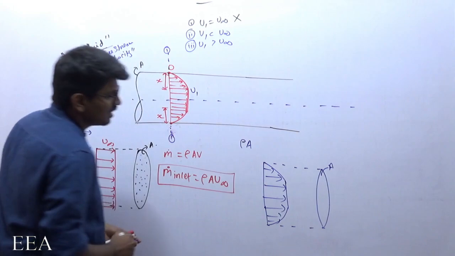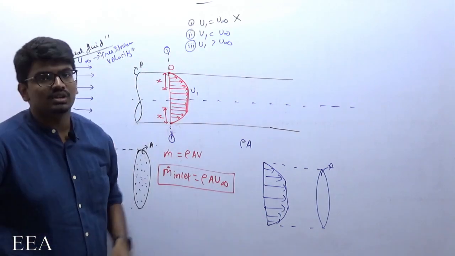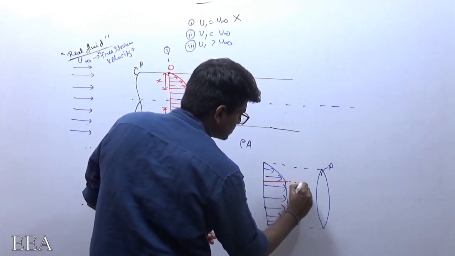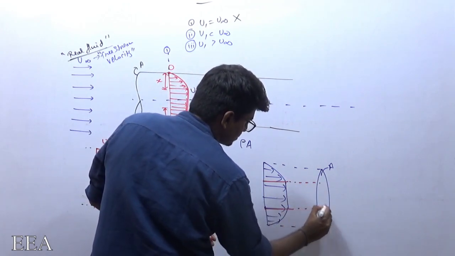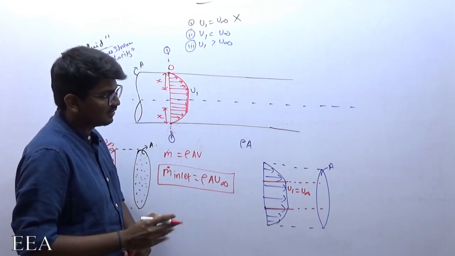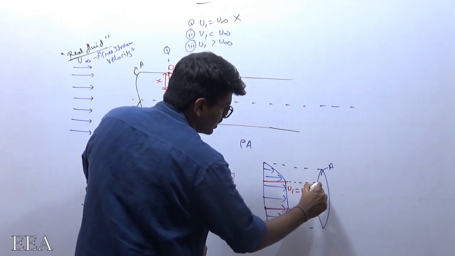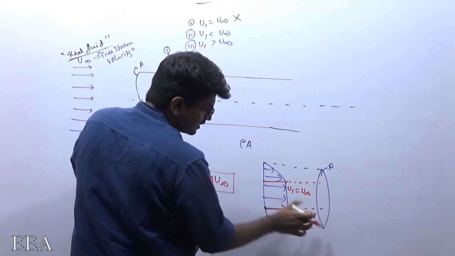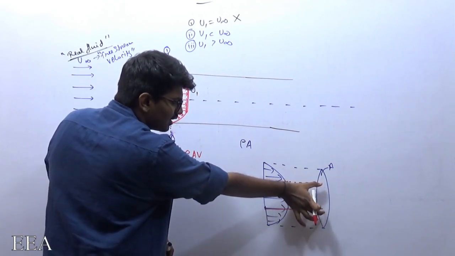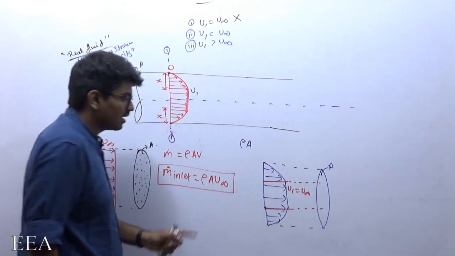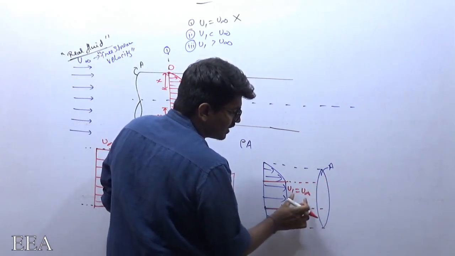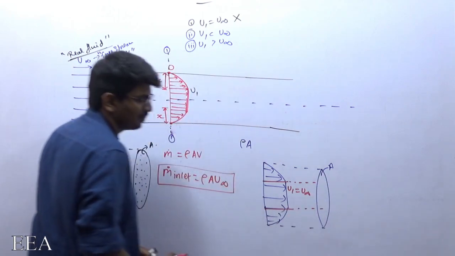Let me consider the answer u1 is equal to u infinity. If u1 is equal to u infinity, then over this complete area the mass flow rate will be the same, because it is rho A into u infinity only. Over this area the velocity is still the same, so the mass flow rate is the same.